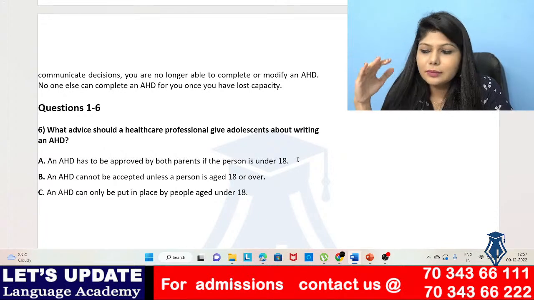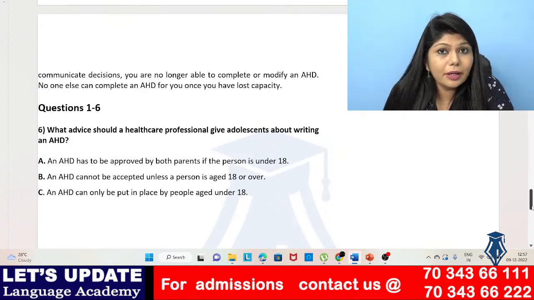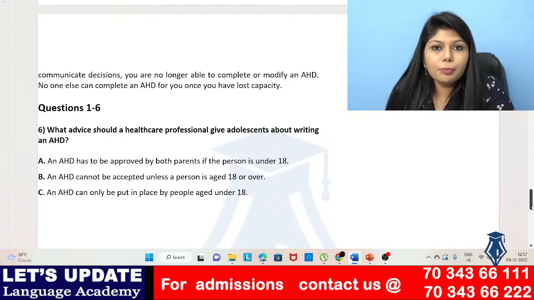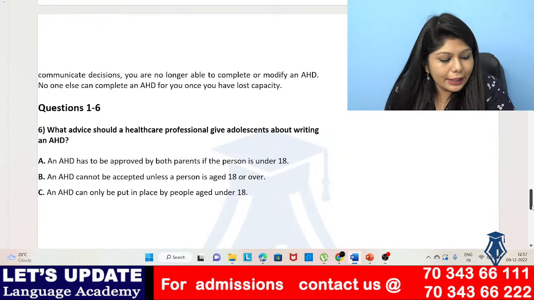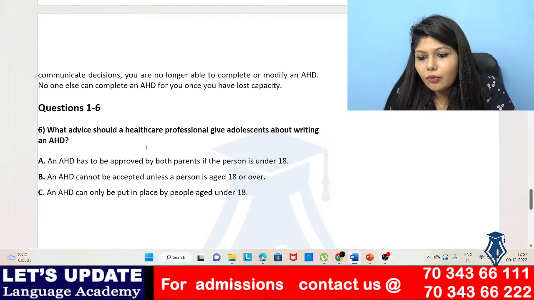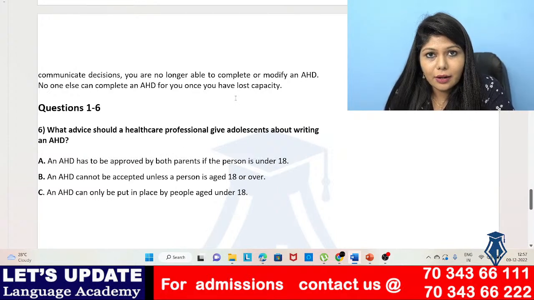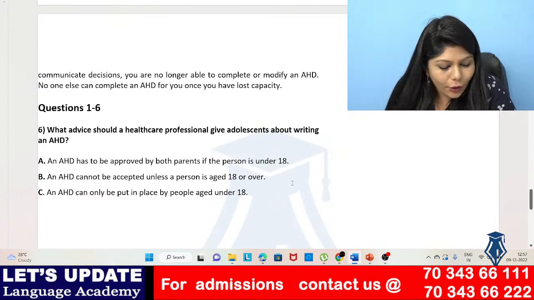What have they mentioned in the entire text? That a person should be above 18 years of age, and if the person is incapable of making a decision or giving or rejecting consent, then no one can do it. So what is the last line? No one else can complete an AHD for you once you have lost capacity or if you are not capable to do it. No one else can do it for you, right? So what will the option be?